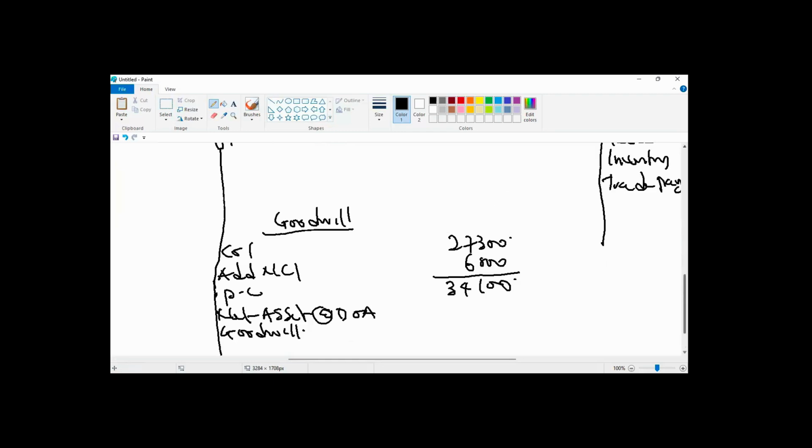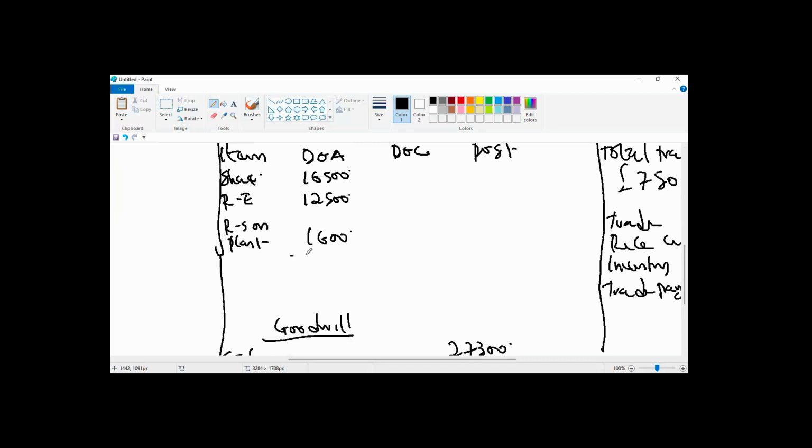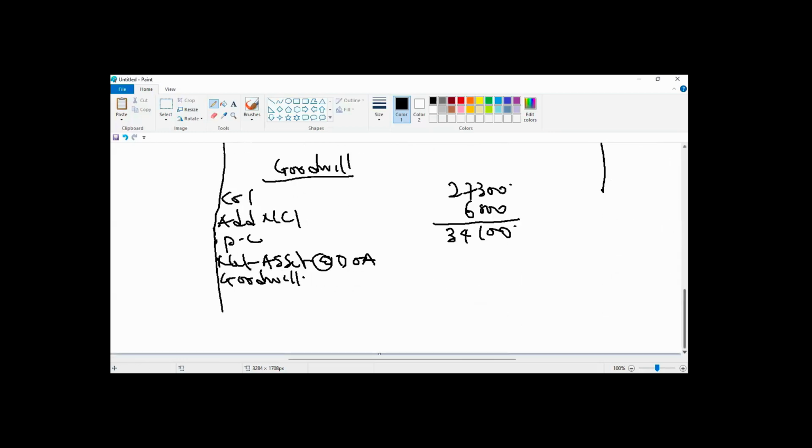No more story. I'm done. This is the net asset. 16,500 plus 12,500 plus 1,600, that gives 3,600 removed. This will now give me goodwill. Now I know my goodwill. 34,100 minus 3,600, 3,500.